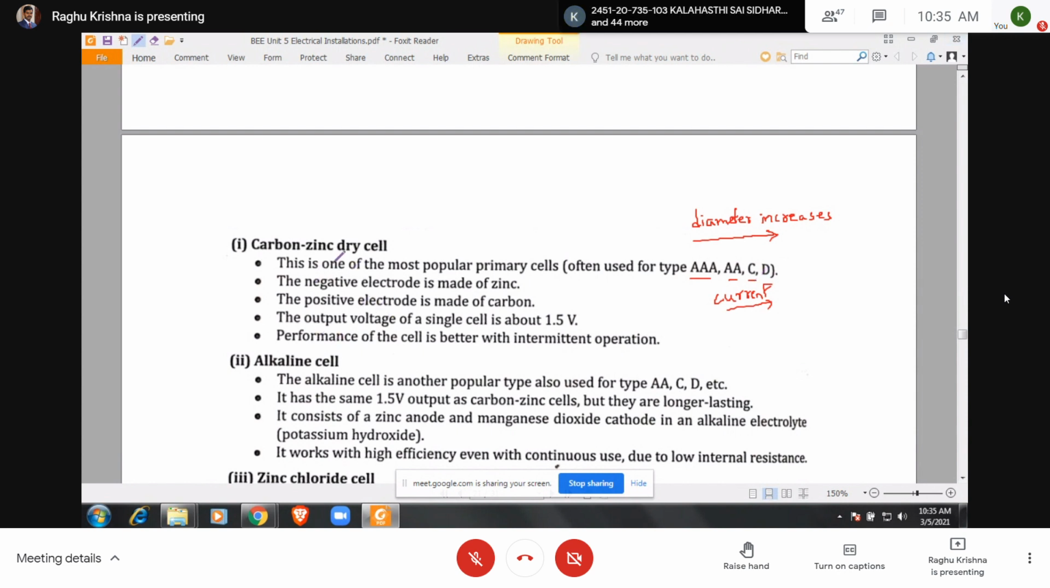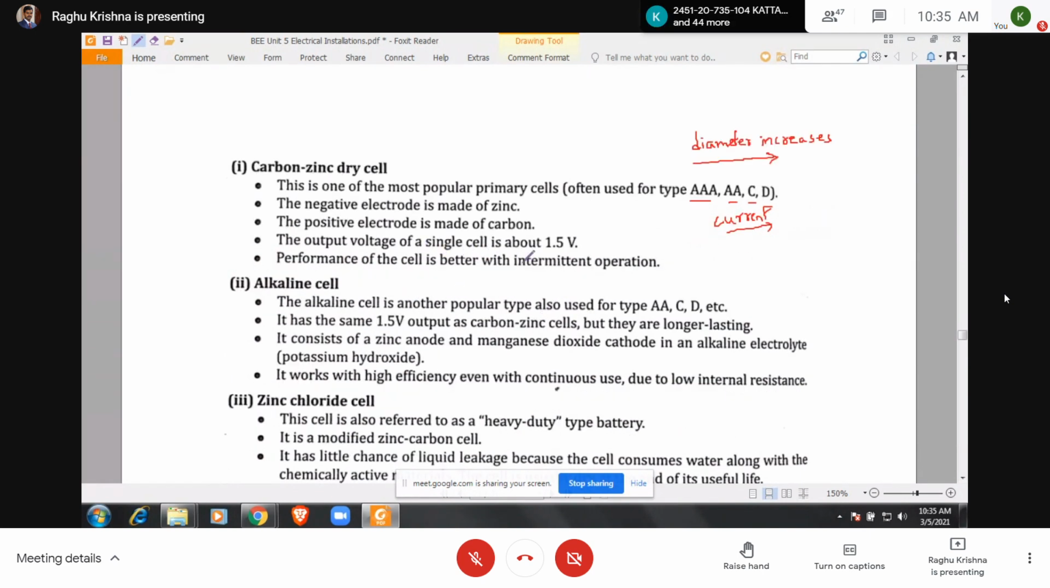Here you can see the further details. Negative electrode is made of zinc, positive electrode is made of carbon. Output voltage of a single cell is 1.5 volts. For all these cells, the voltage is 1.5 volts.